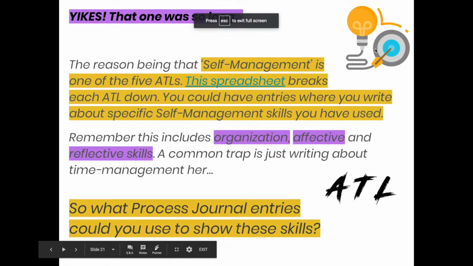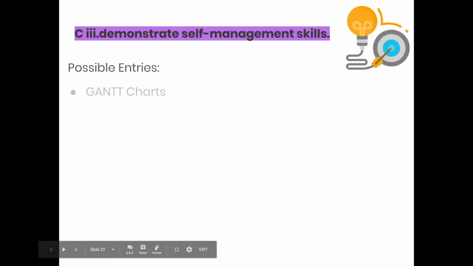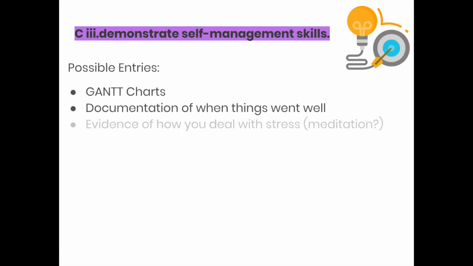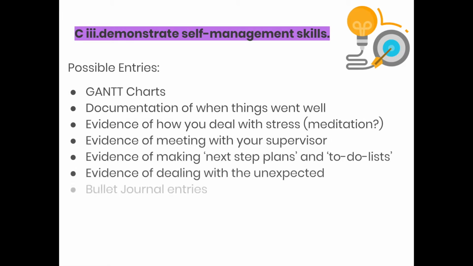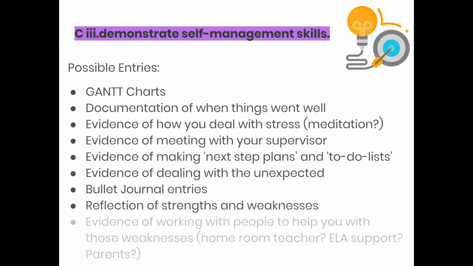So, yes, that was really long, but if you look at that spreadsheet, it will help you understand what those are. Self-management skills could be Gantt charts. It could be documenting things that went well. It could be talking about how you deal with stress. You could be using meditation, calm.com, Headspace. You could be managing your time. Again, don't just talk about time, but about different apps that help you manage time. It can be evidence of how you've kept up your relationship with your supervisor.